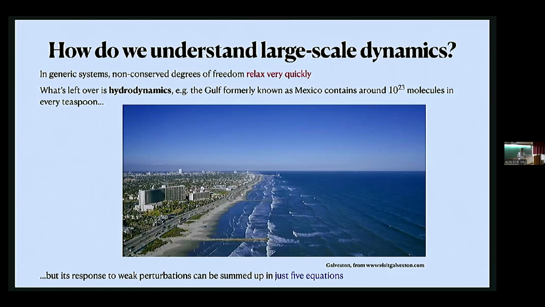So the Gulf, formerly known as Mexico, consists of many, many particles, but its response to weak perturbation can be summed up in just 5 equations. And we expect a one-to-one correspondence between conservation laws and hydrodynamic equations.